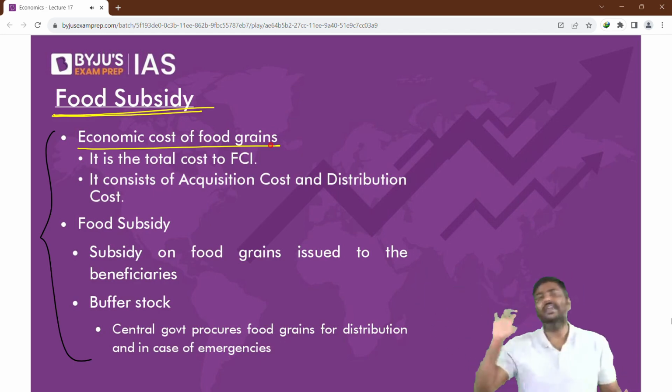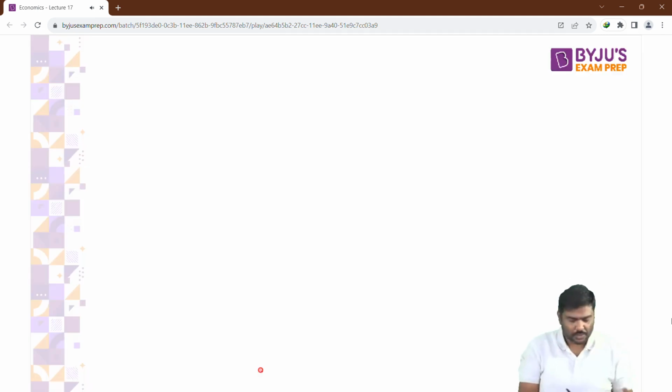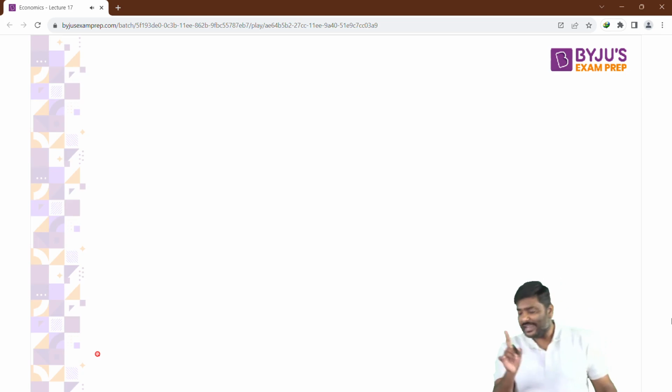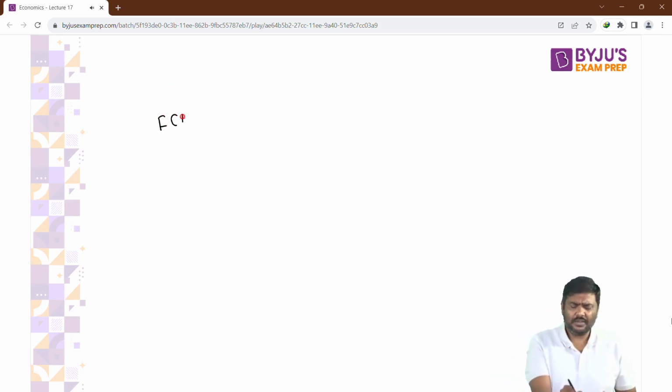How much is the money spent by the government to procure and distribute food grains? It is called the economic cost of food grains. So what do you mean by money spent for procurement and distribution? Follow the sequence very carefully here.